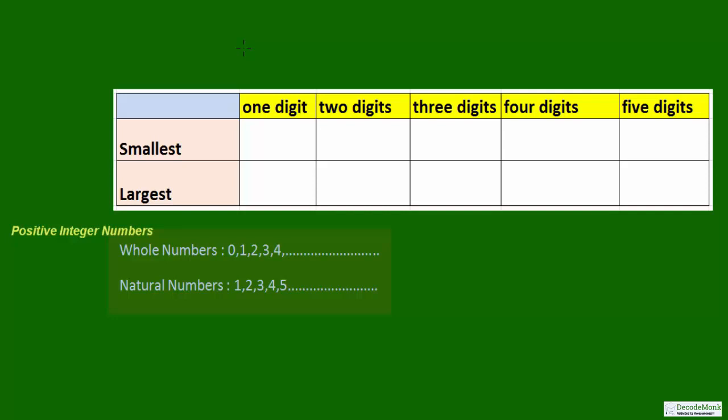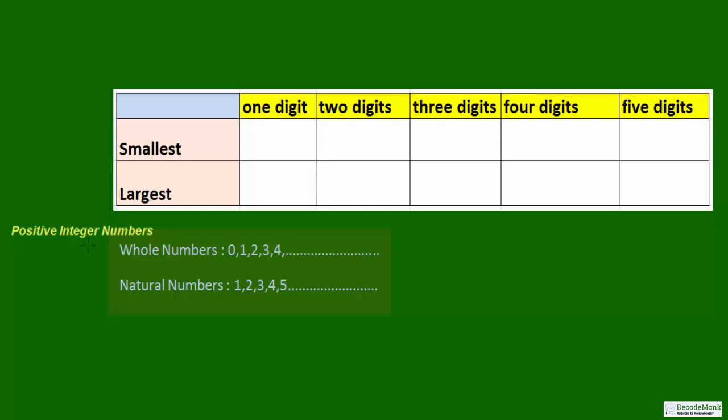There are certain questions in competitions like Olympiads where you are required to know the concept of smallest and largest single digits, two digits, three digits, four digits, five digits, and so on.